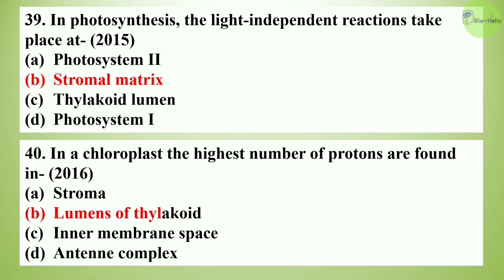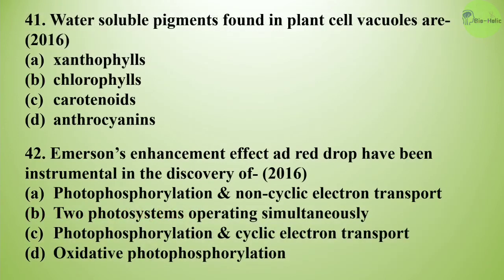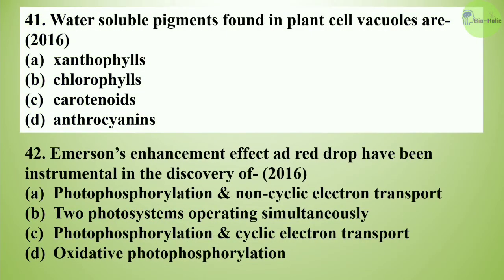easy. Option B, that is the lumen of thylakoid, will be the answer, which is responsible for the creation of the proton gradient. Next question is, water-soluble pigments found in plant cell vacuoles are xanthophylls, chlorophylls, carotenoids, or anthocyanins. The only water-soluble pigment that is found in plant cells are the anthocyanins.